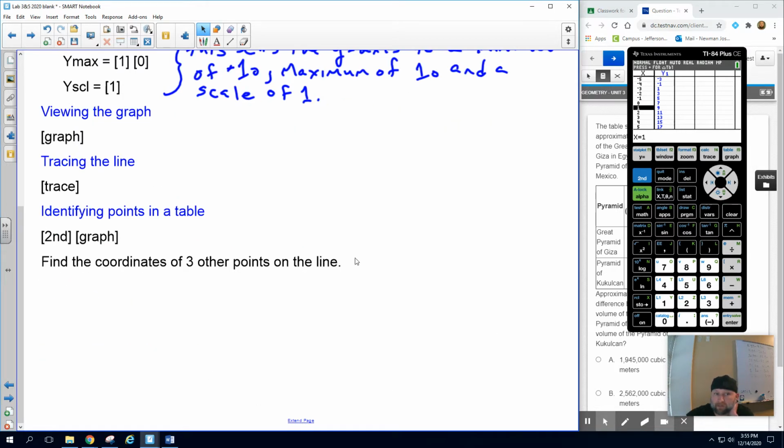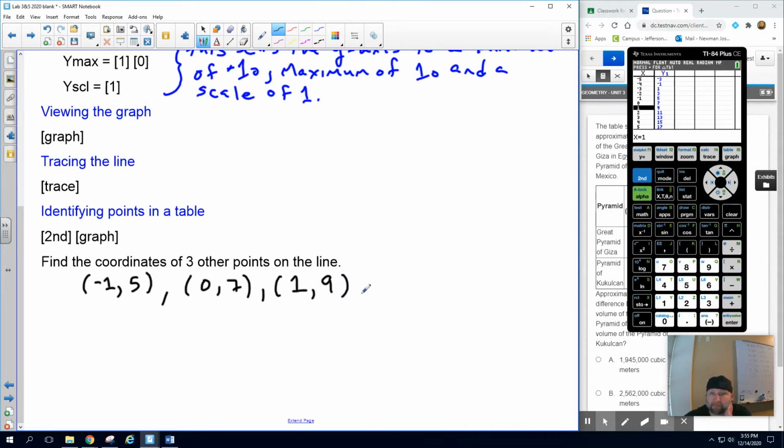Then once we've got our coordinates, we just want to identify 3 coordinates. So here we could put (-1, 5), (0, 7), and (1, 9). I just did the 3 in the middle. And that's how you graph a linear equation. You can graph any equation, but just to start, that's a linear equation.